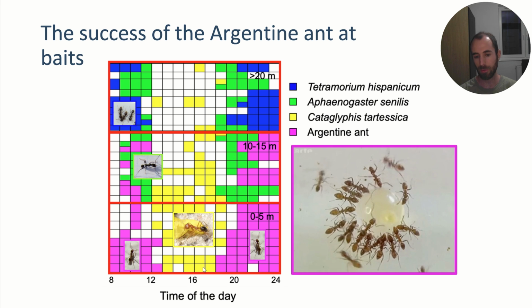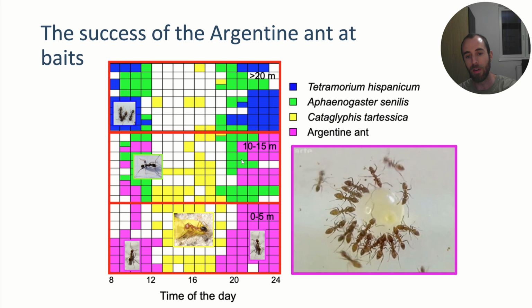But during the day, there is one species that is able to survive the invasion. That is the native species Lepisiota, when the Argentine ant cannot. And also when they are not active, they close the nest. So the Argentine ant, when they are active, cannot find them, and they can survive.